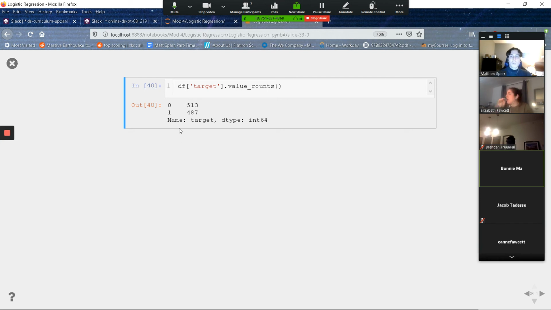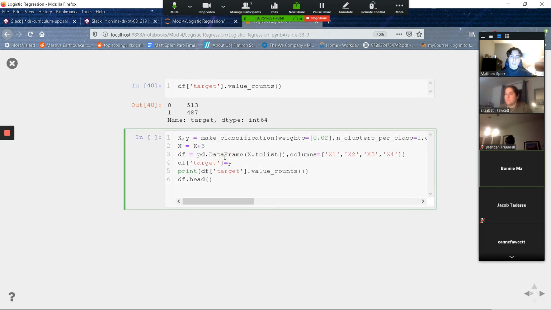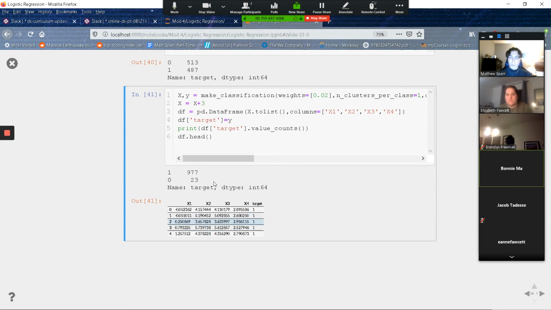But what happens if one of our targets is very rare? So what if 1 is an event that's super rare? You know, it's some disease that only occurs in 1 out of every like million people or something. So we're going to make a data set to reflect that. So here you can see our ones are 977, and we only have 23 zeros.